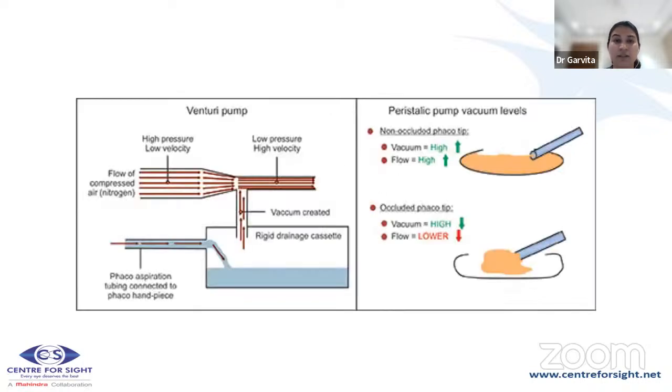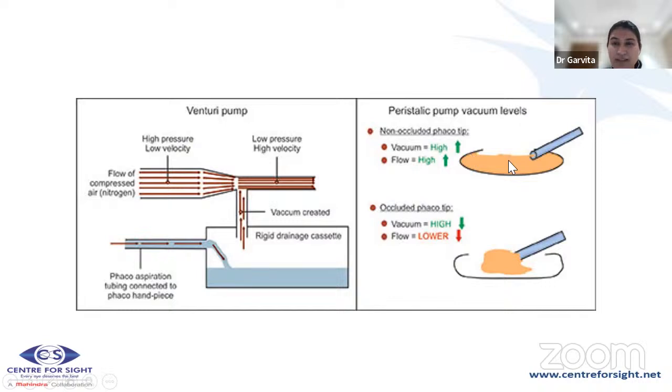This is a diagrammatic representation of the Venturi pump. Just for your revision, this is the flow of compressed gas. This is low pressure, high velocity, whereas this is high pressure, low velocity. This creates a vacuum. This is the cassette. Vacuum causes lift up of this gas, and phaco aspiration tubing connected to the handpiece sucks the aspiration.